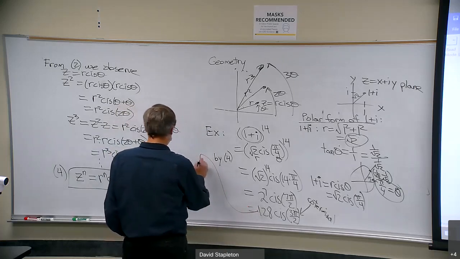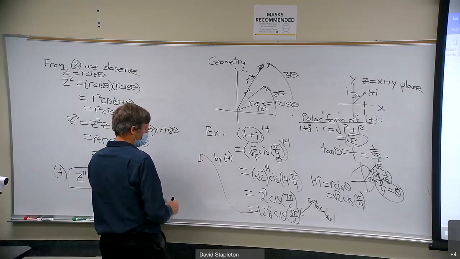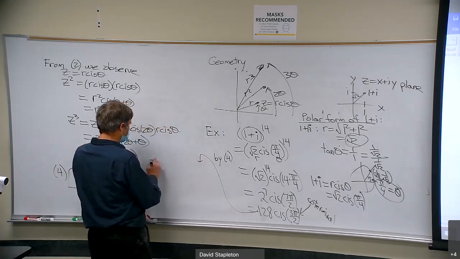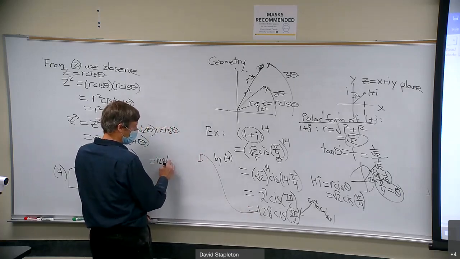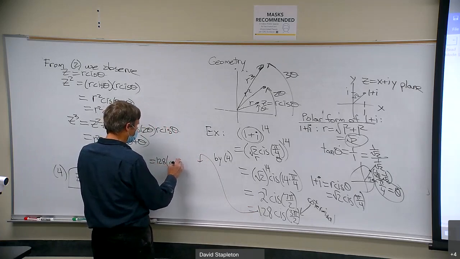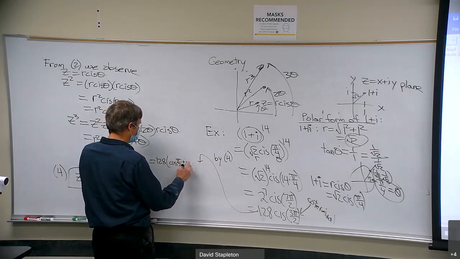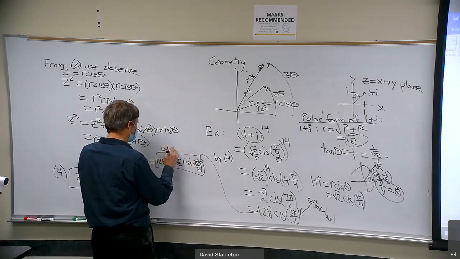I can run it over here. This is 128 cosine pi over 2 plus i sine pi over 2. This is its polar form. That's good. But I can also find its rectangular form, right?